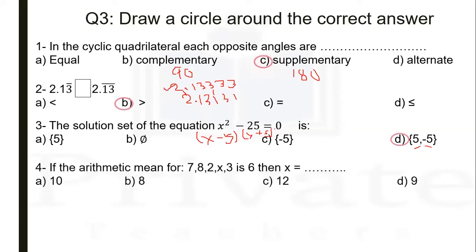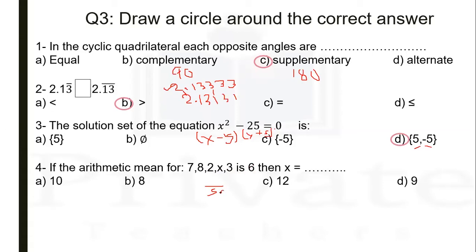If the arithmetic mean for 7, 8, 2, x, 3 is 6, then x is equal to... Here the arithmetic mean, we find it by adding the values together and dividing by the number of the values. How many values do we have? 1, 2, 3, 4, 5. So we have 5 values, and the arithmetic mean is equal to 6.